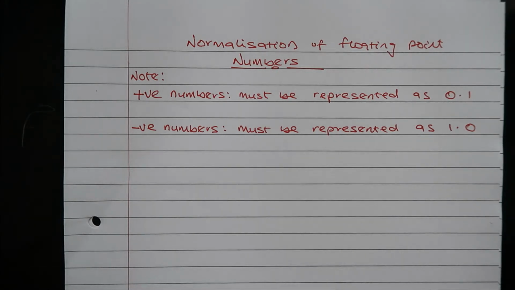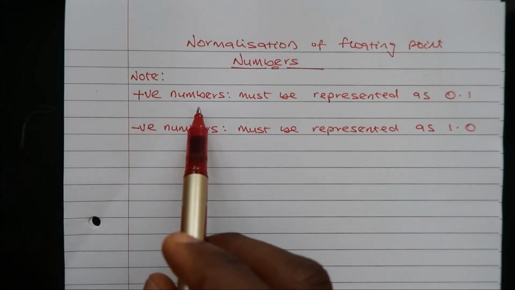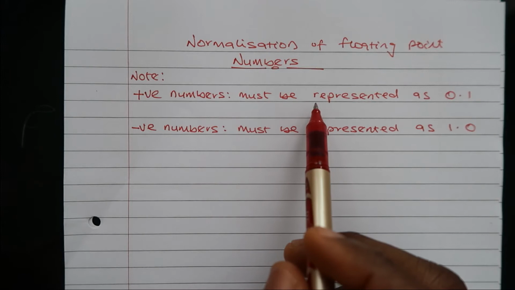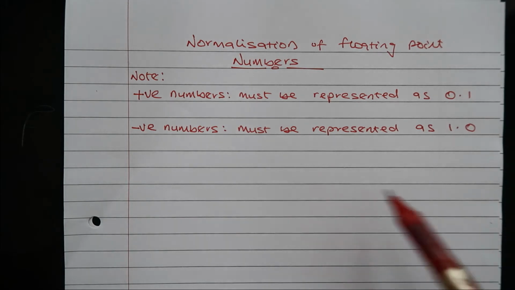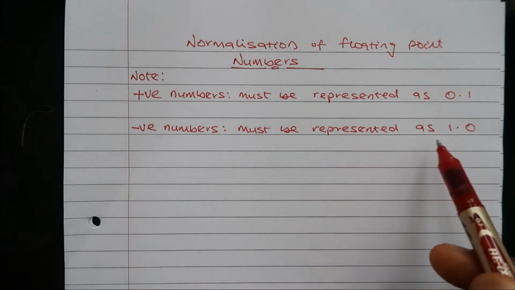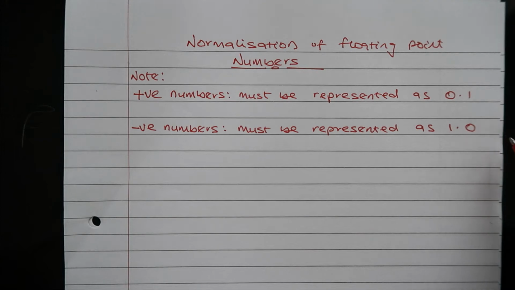Now, one thing I would like you to note is that in normalized form, there is only one non-zero digit before the decimal point. So if you look at what I've written down here, when working with positive numbers, they must be represented during the normalization process as 0.1, and then you can have other values, whilst negative numbers must be represented as 1.0. What I found is that when students understand this key point, it makes a lot more sense when they're solving problems.